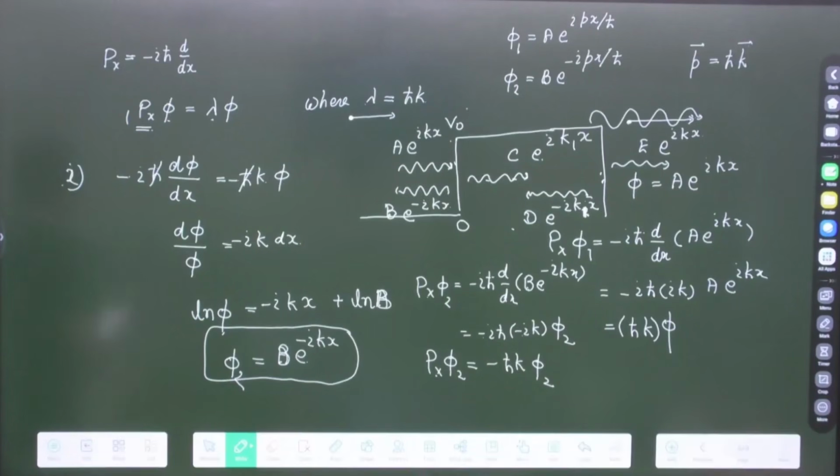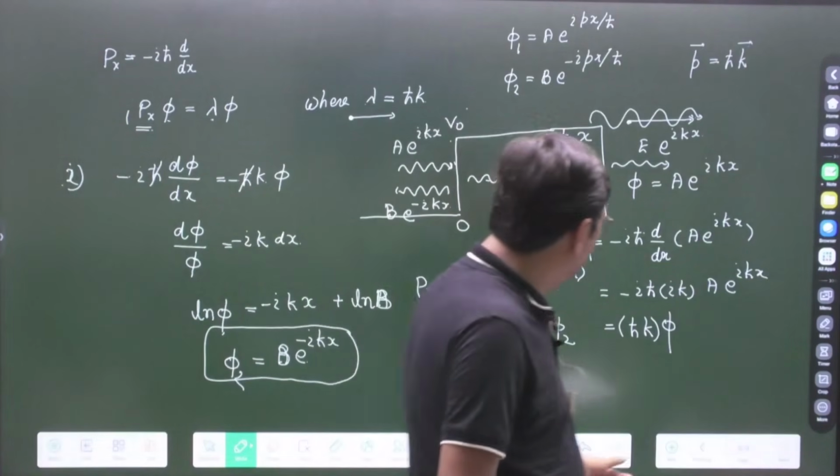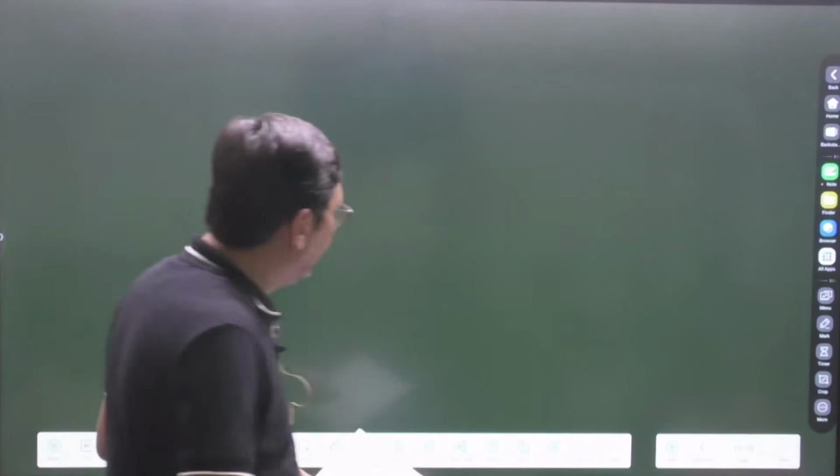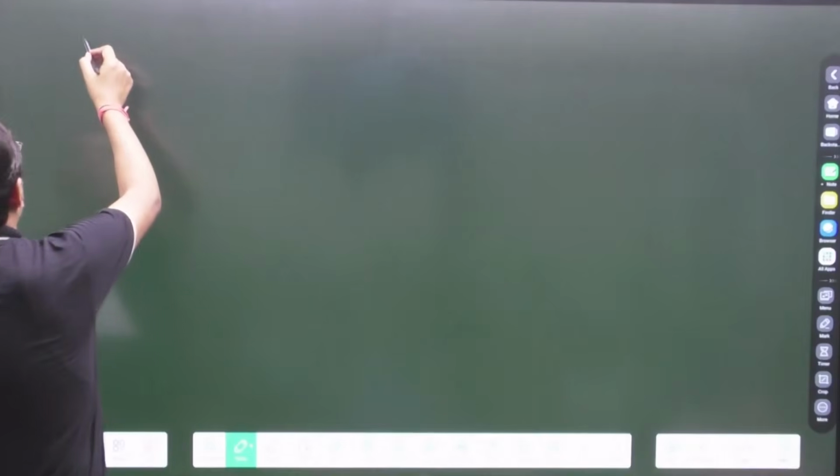नाउ लिखिए. Which of the following wave functions shown in the figure can have physical significance in the interval shown, and why? So, first case.